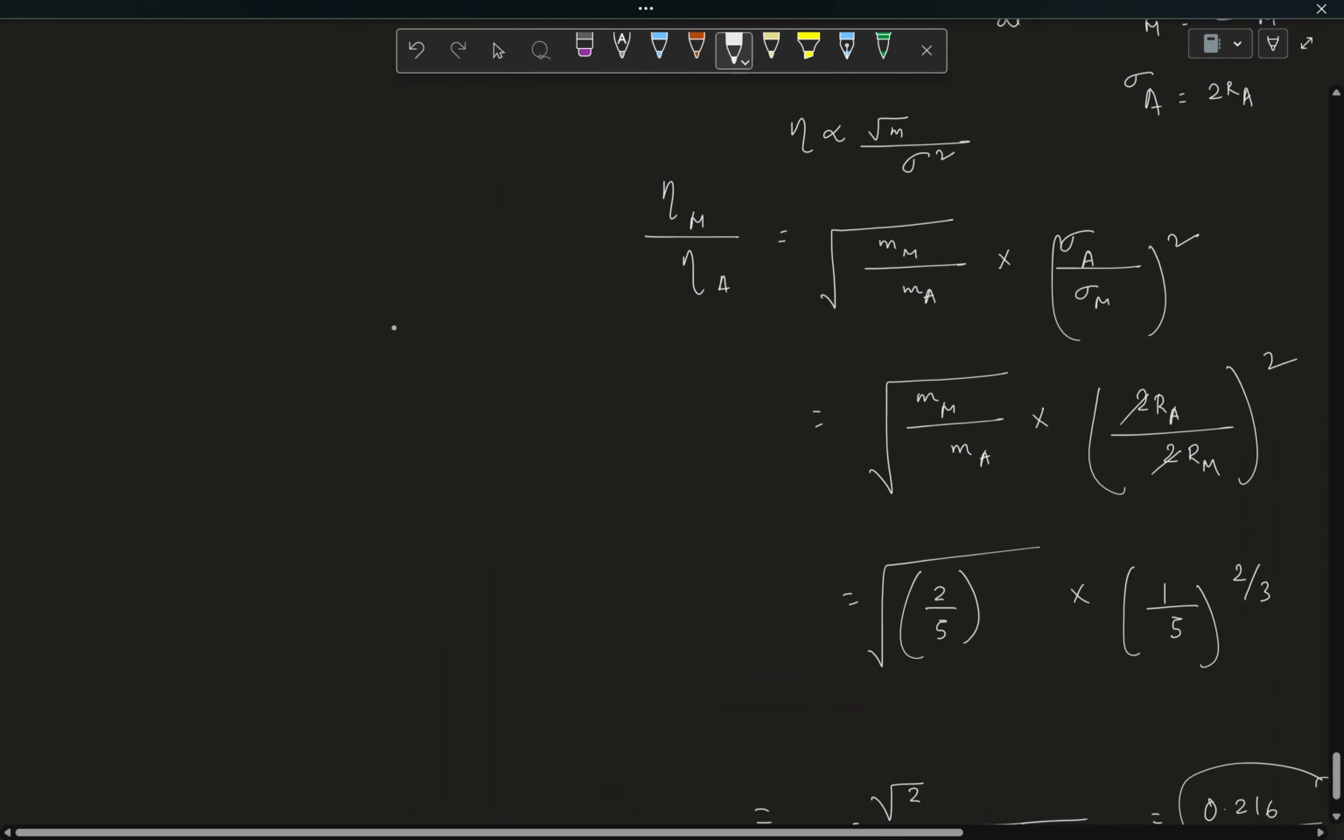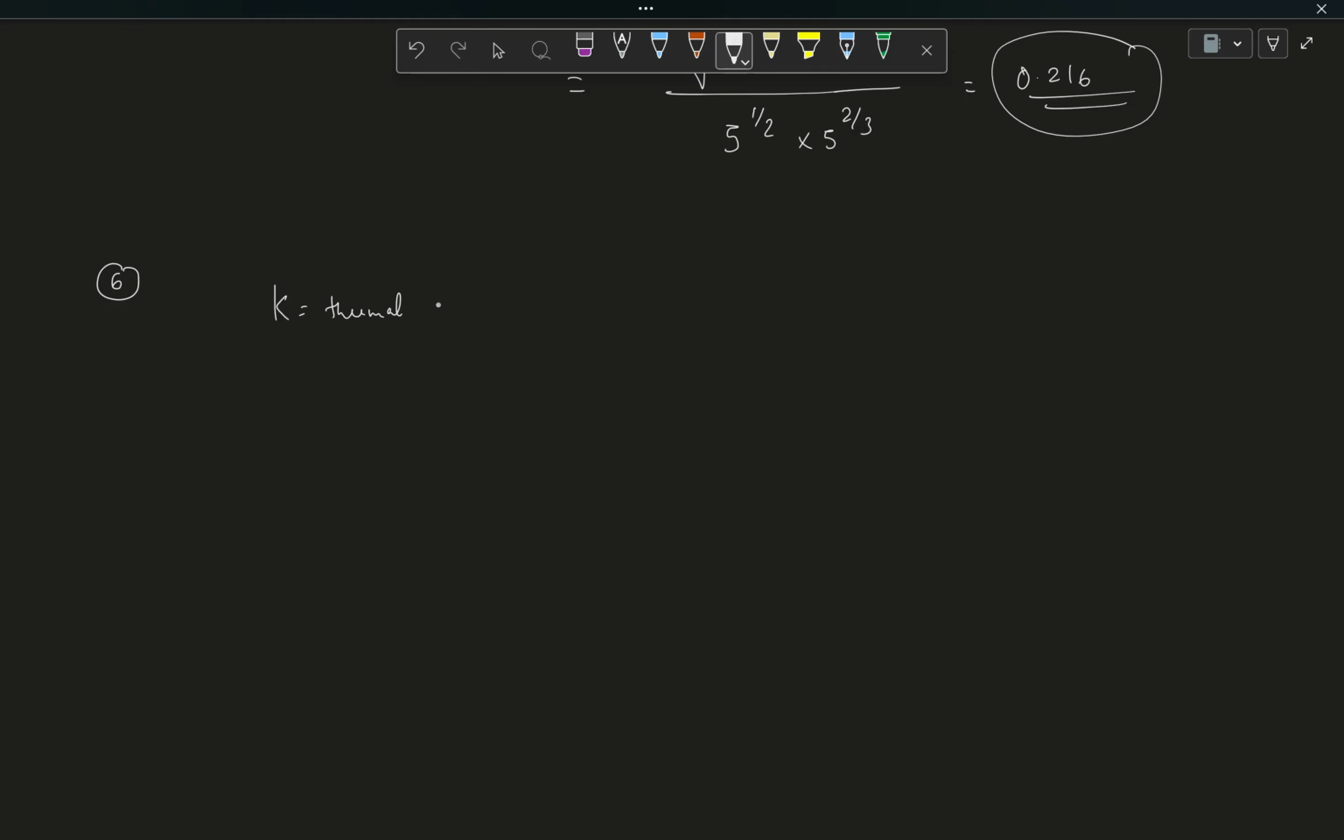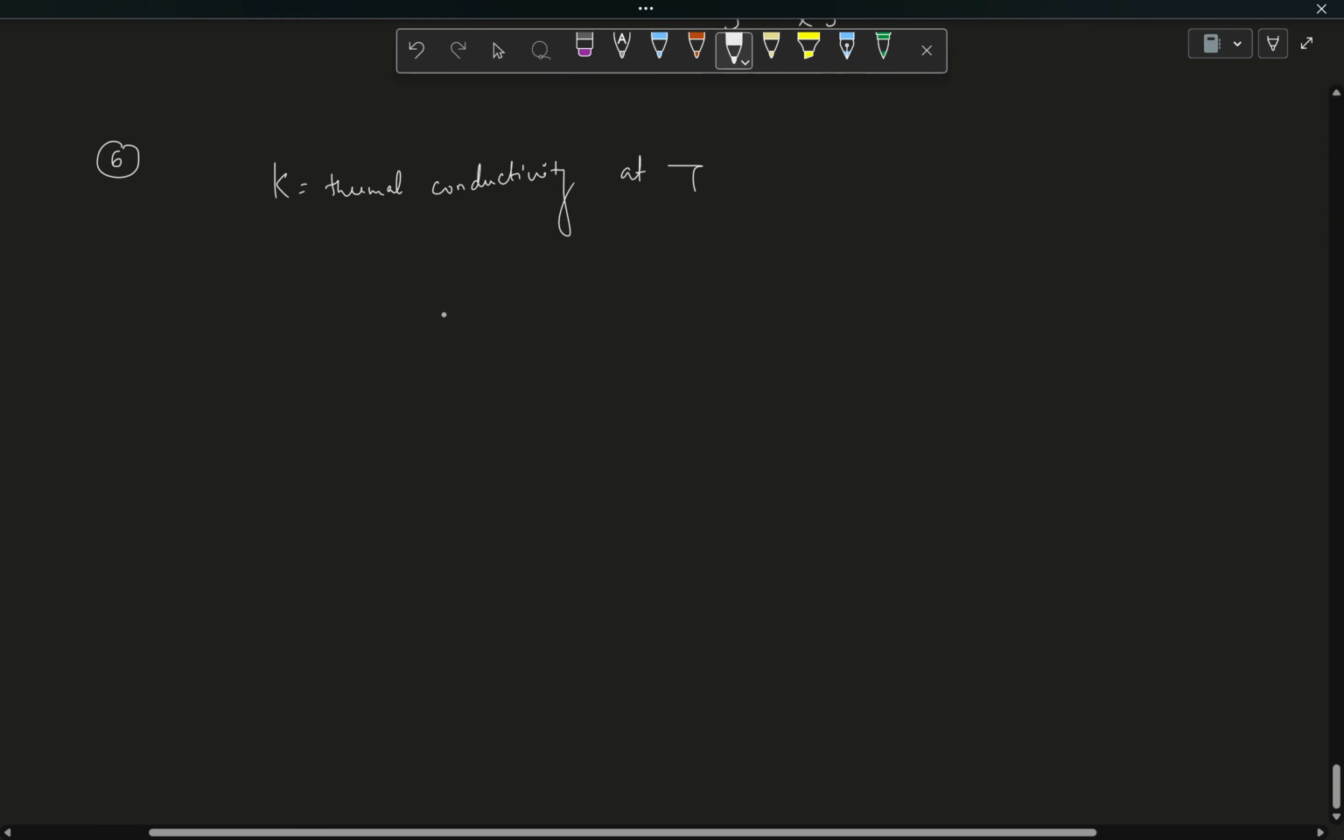Okay, so your question number 6 is that, K is the thermal conductivity at temperature T, and n is the number density of the molecules.